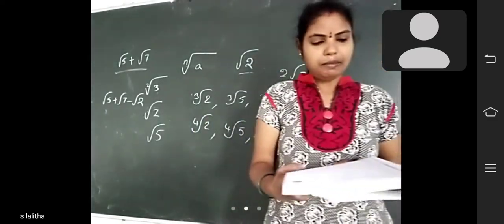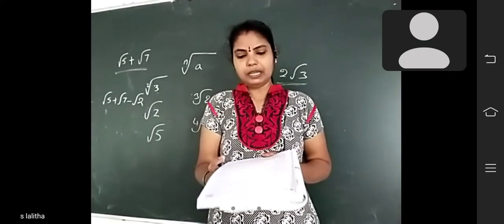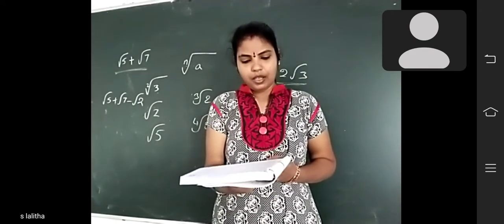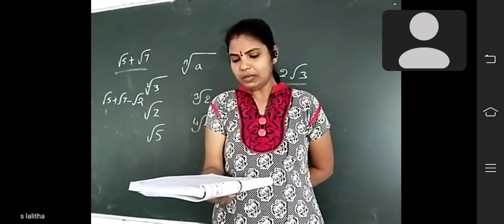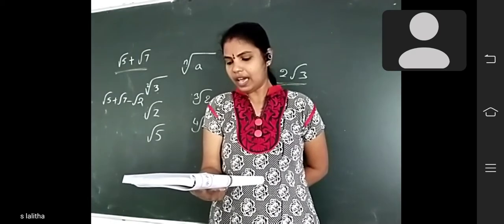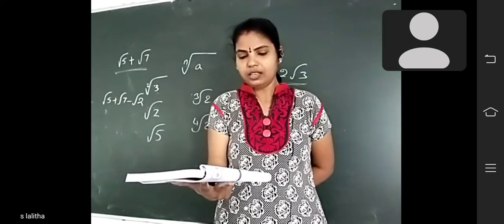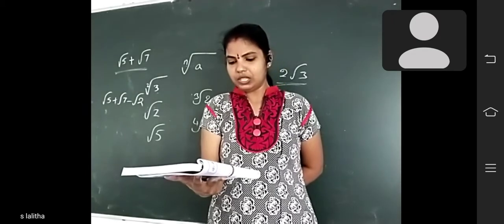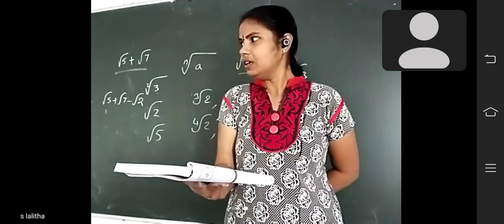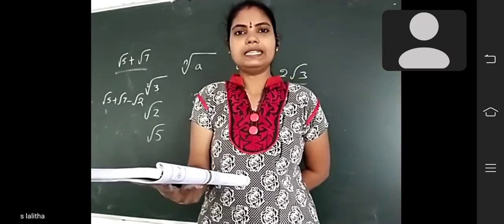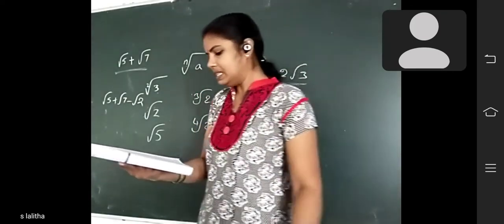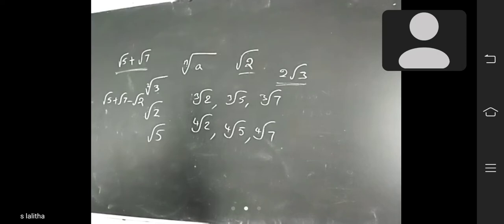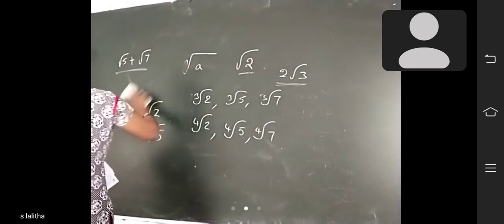Next, similar or like surds, and dissimilar or unlike surds. Two or more surds are said to be similar or like surds if they have the same surd factor, or if they can be so reduced as to have the same surd factor. That means the same surd is there in each.